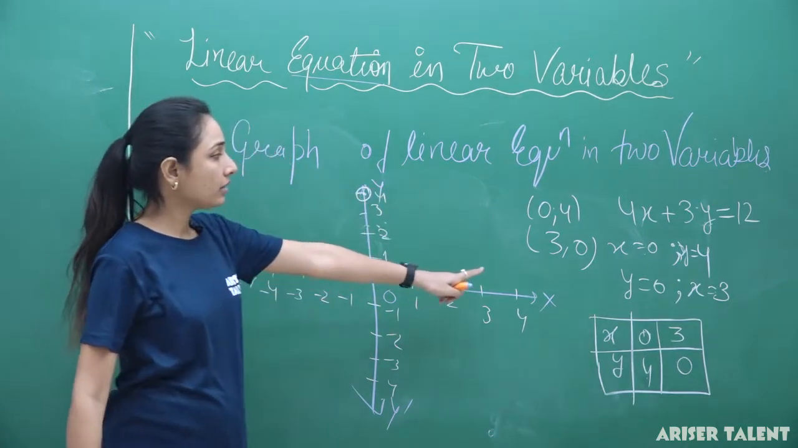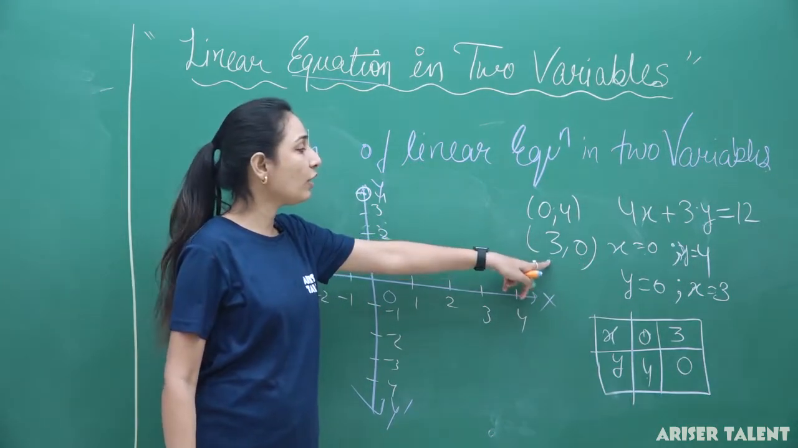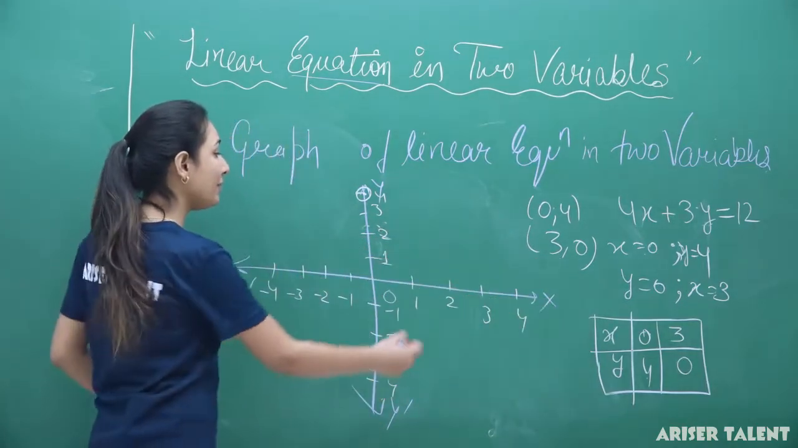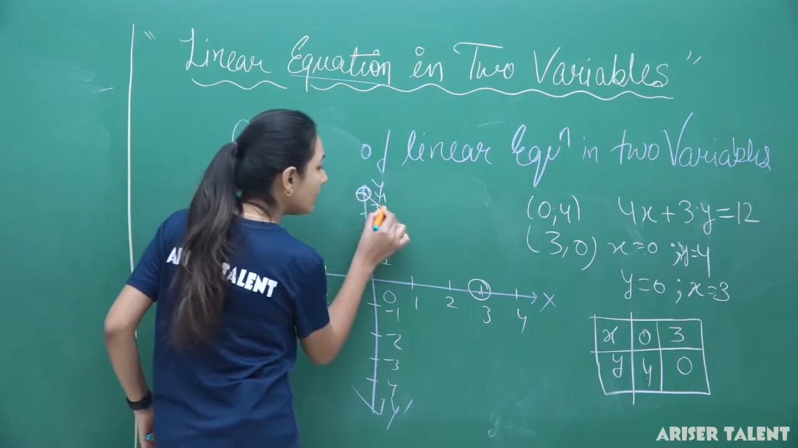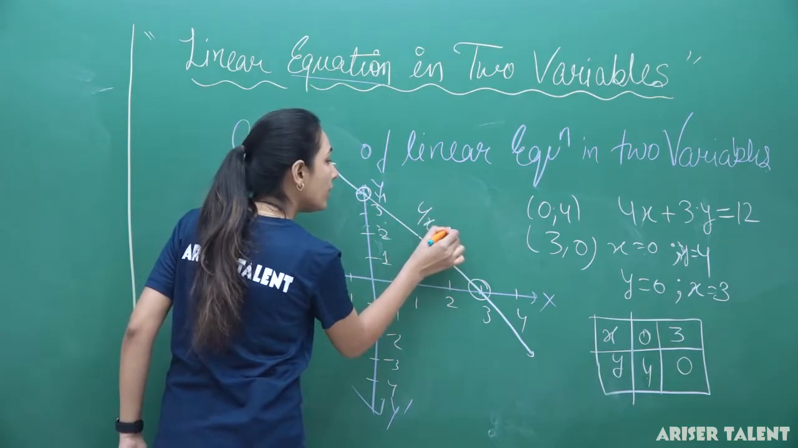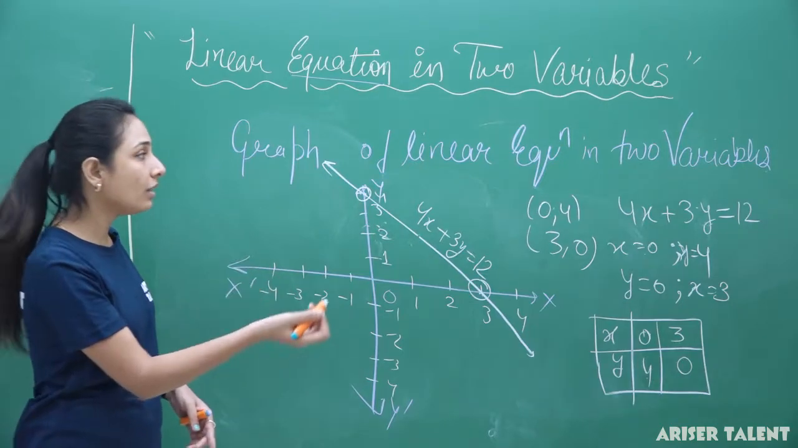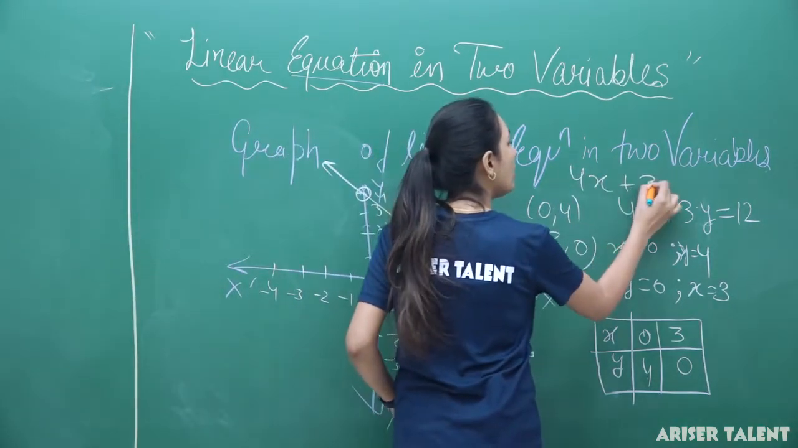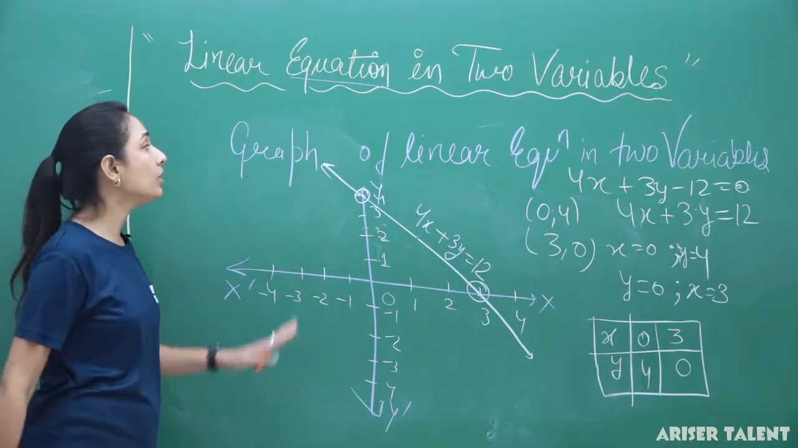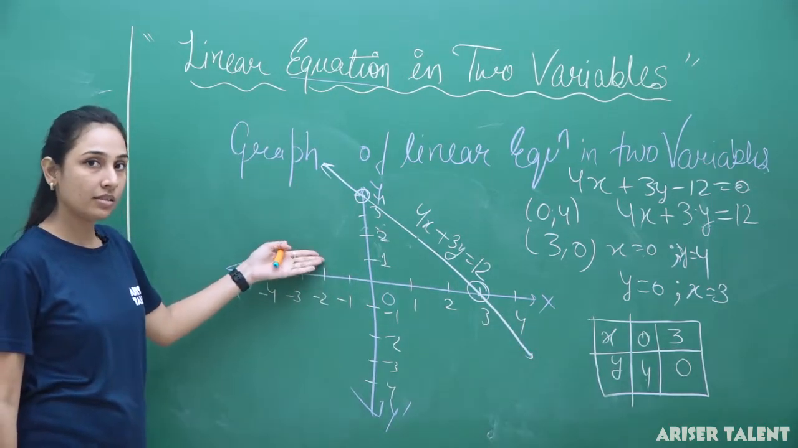Now when the y value, the ordinate, is 0 and the abscissa is something, that means this point is going to lie on the x axis, so that will be 3 here. And then I will just simply join these 2 points, and this line is nothing but 4x plus 3y equals to 12, or I can write it as 4x plus 3y minus 12 equals to 0 in our standard form. So this is about plotting the graph of a linear equation in 2 variables. Now this is the graph.